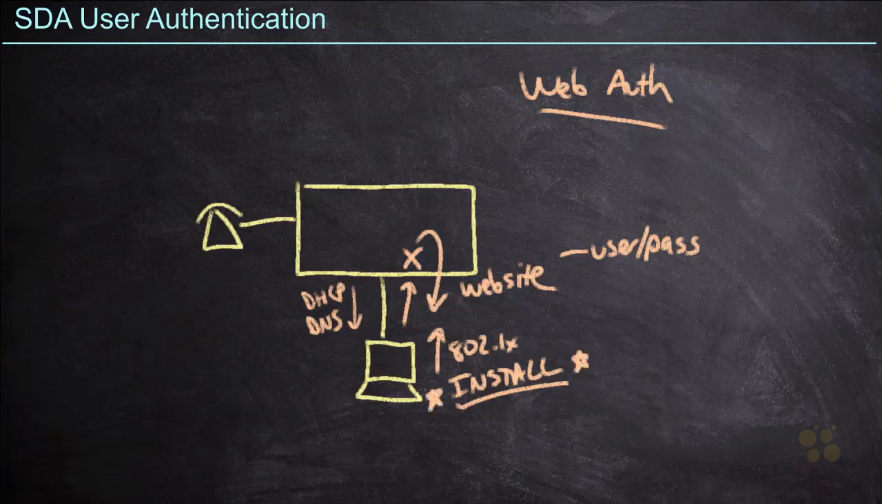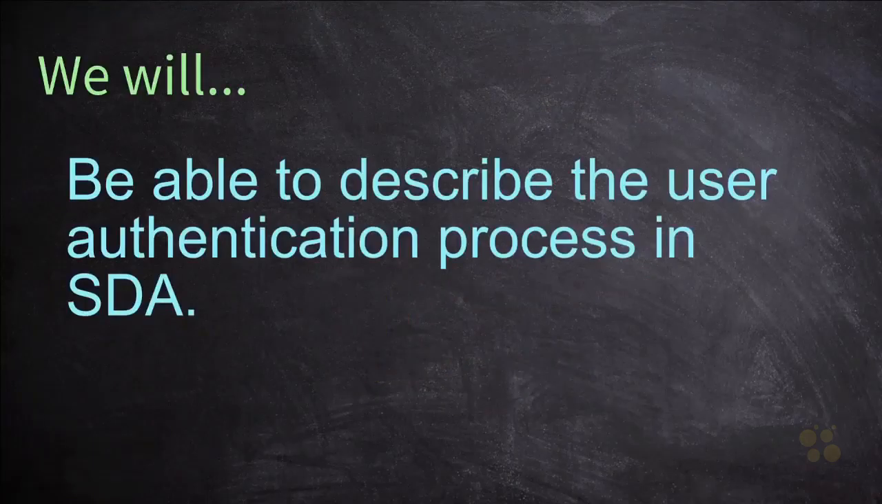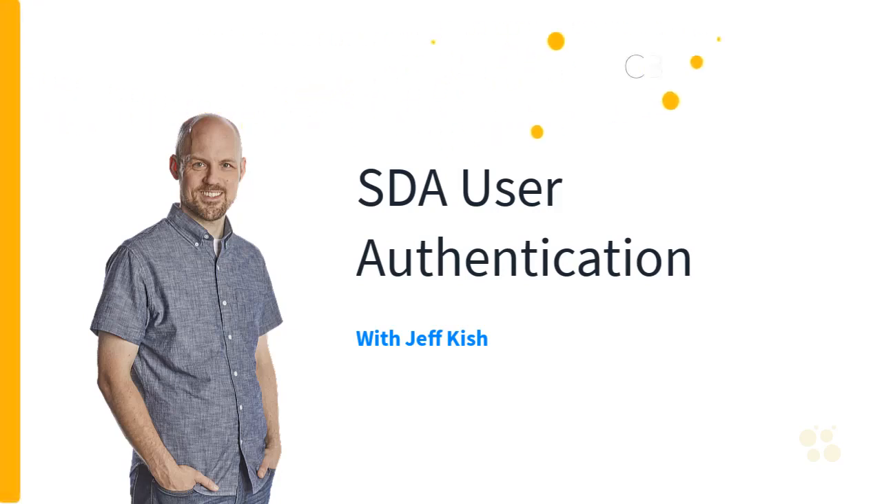However, anytime a user connects to the network, we need to go through this authentication process, which itself can be painful. So in the end, we have three solutions that will work. All of them are good, none of them are perfect. We simply need to find the right authentication process for the need. And with that, you are now able to describe the user authentication process in SDA. I hope this has been informative for you and I'd like to thank you for viewing.